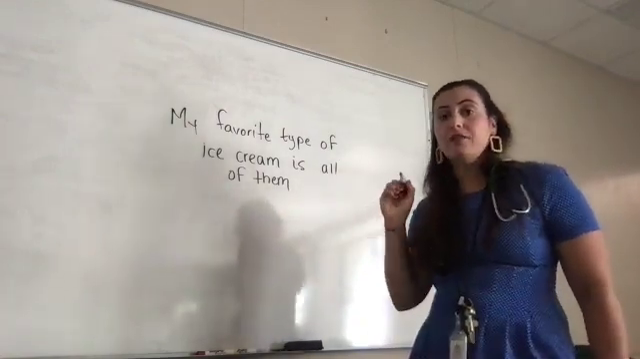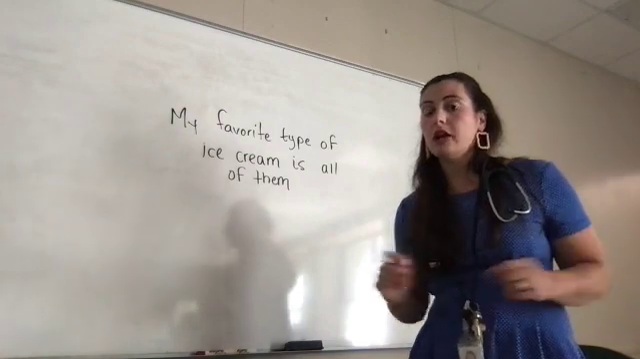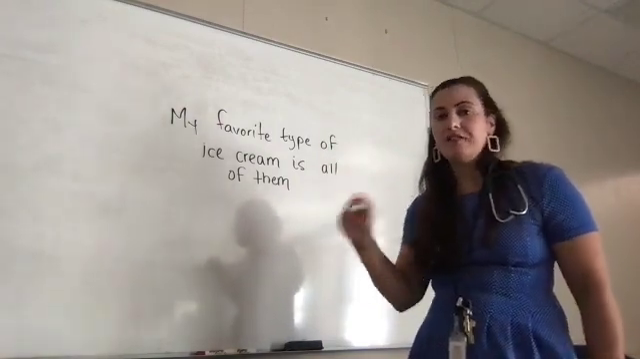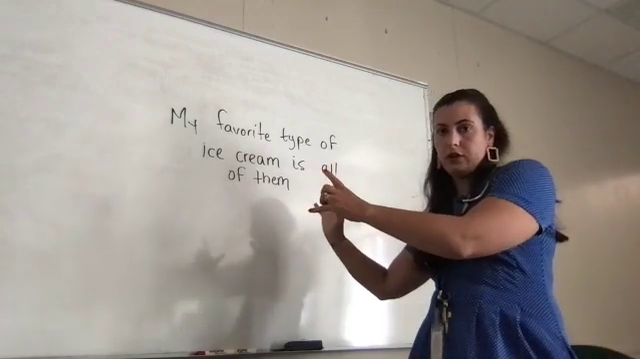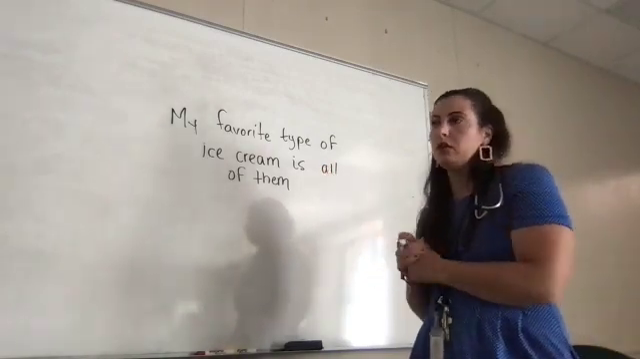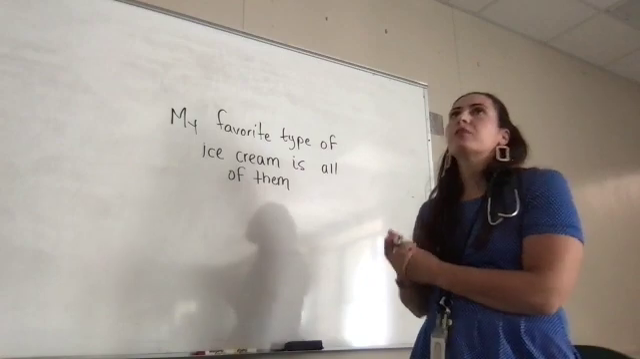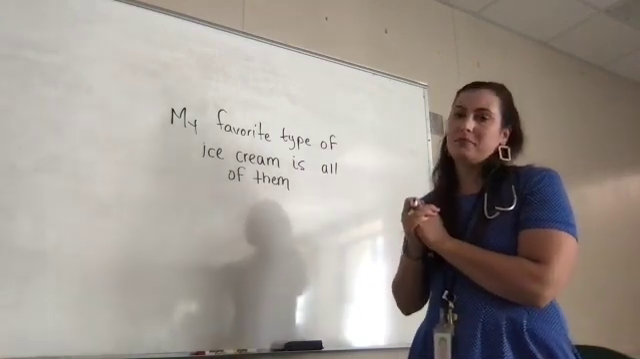Go ahead, and if you have written down just one word, I want you to go ahead underneath that and fix it. Say my favorite kind of ice cream is whatever your answer is. Chocolate, Rocky Road, Panda Paws, peanut butter chocolate, all of them.